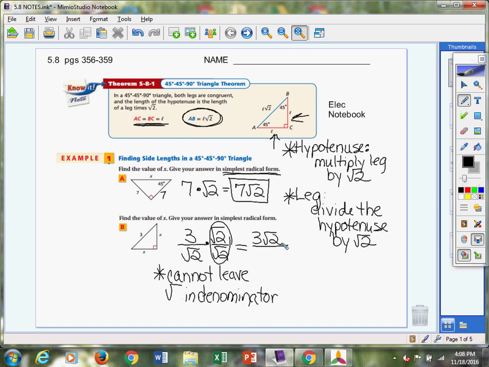Or if you're like, I'm not going to remember that, you could go, well, what's the square root of 2 times the square root of 2? That's the square root of 4, which is a perfect square, so you can take the square root of 4 and you'll get exactly 2. And here is your answer. That is how long that side is for that leg.